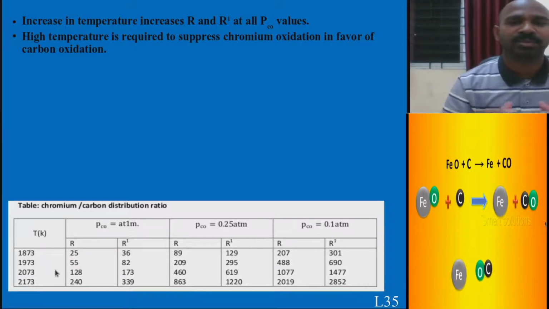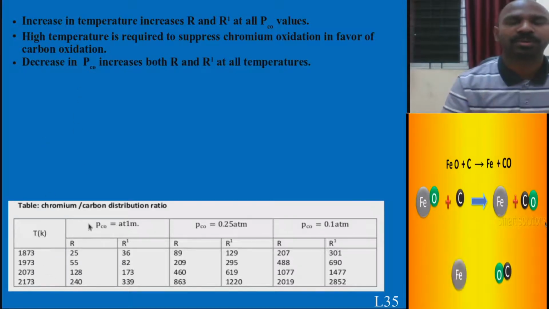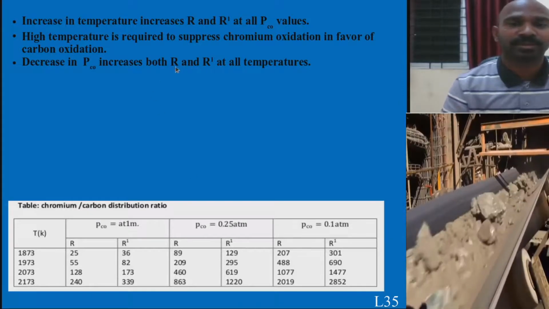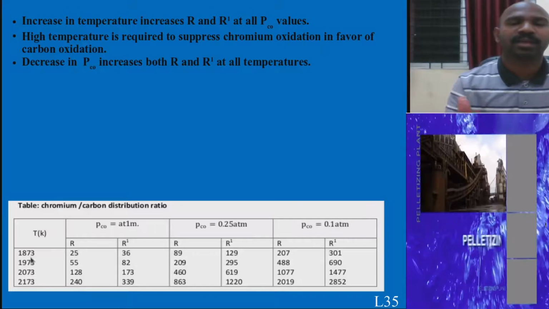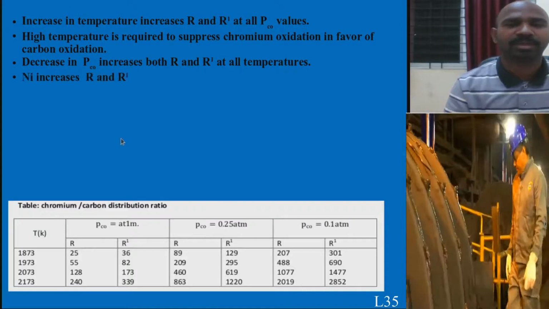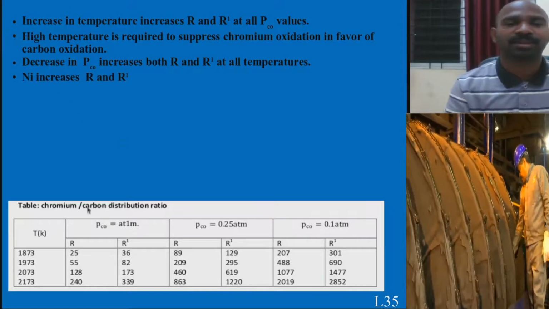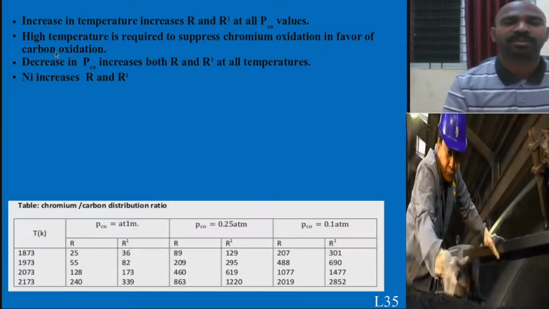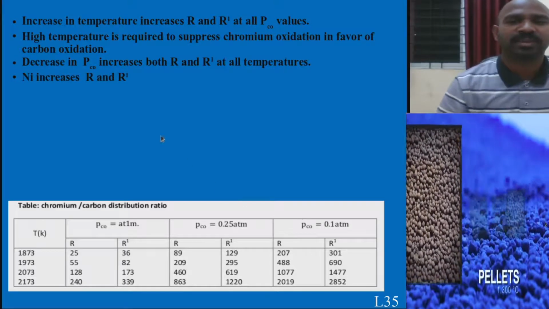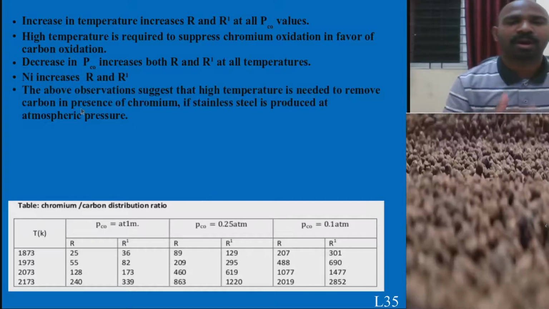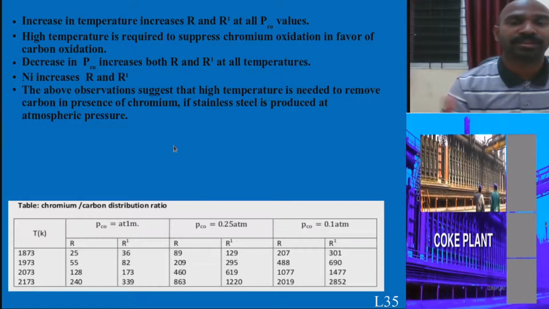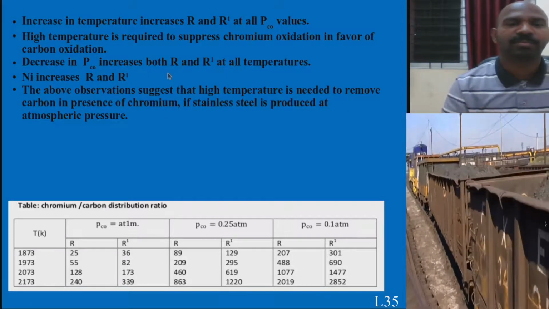This is the observation. Another point is, as the partial pressure decreases, 1, 0.25, 0.1, these R and R dash values, if you take any row at a temperature, are also increasing, with and without nickel. As the partial pressure of carbon monoxide decreases, the ratio increases, and this observation suggests that you need a very high temperature to remove the carbon while retaining the chromium.